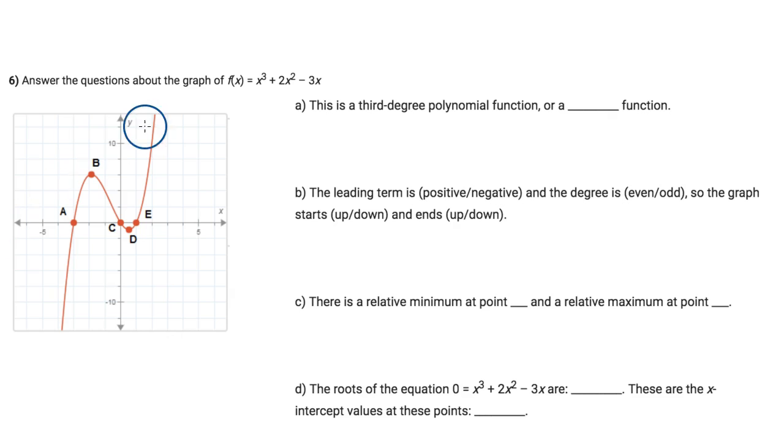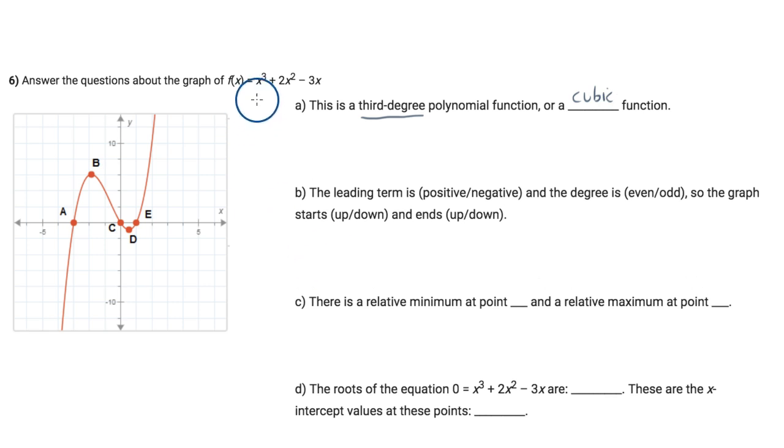In question 6, we're asked to take a look at both an equation and a graph of a polynomial function. As we can see, this is a third degree polynomial because of our exponent here of 3. We can call this a cubic function.